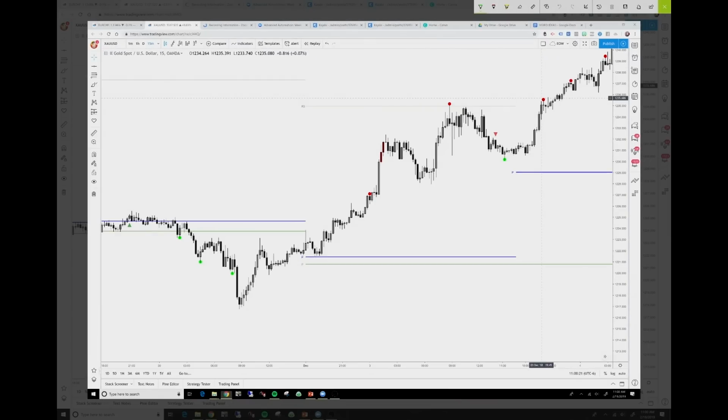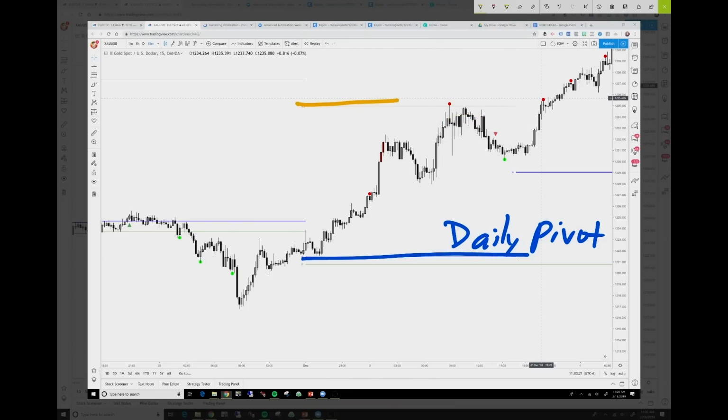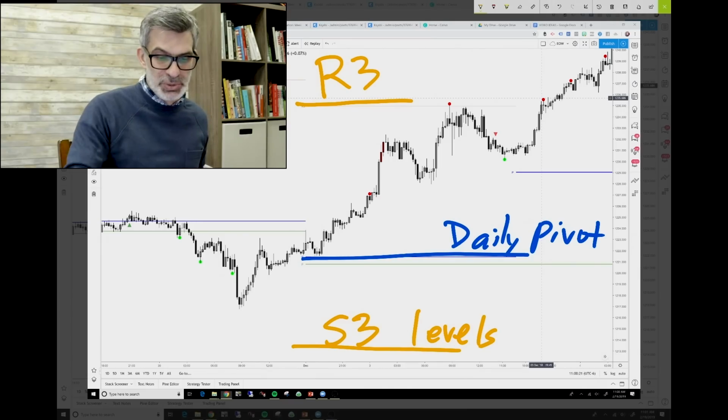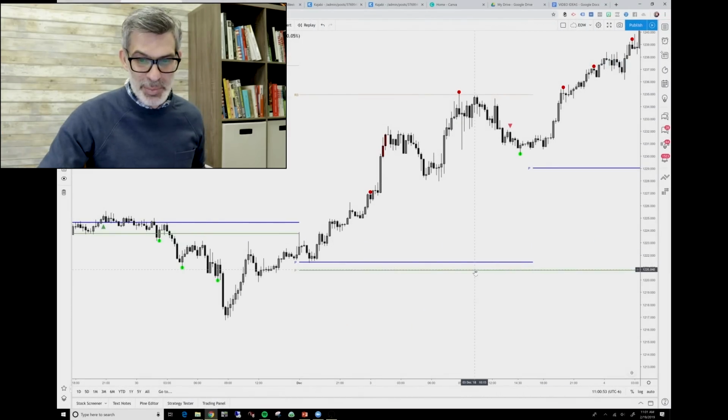The other thing that you'll see on the screen is a blue line for a daily pivot. And you will also see sort of an orange-ish line above, and in some cases below, for the daily R3 and S3 levels that accompany the pivot points. R3 is resistance number 3, and S3 is support level 3. And these are really easy to get up on your charts if you want to.